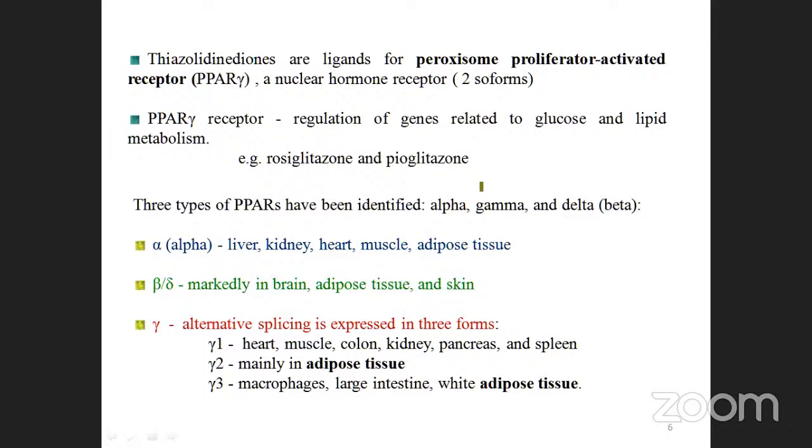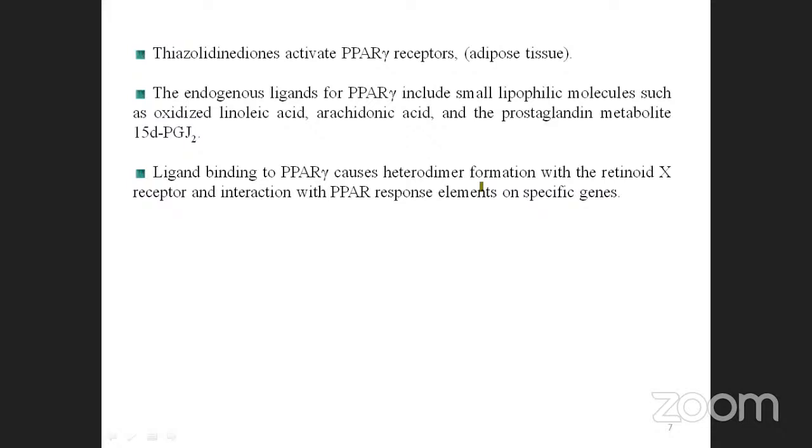So now we know what exactly these PPARs are. Thiazolidinediones activate the PPAR gamma receptor, which is there in the adipose tissue mainly. And the endogenous ligand, meaning whatever the receptors are there, for example, we have adrenergic receptors, we have cholinergic receptors, right? So we have endogenous ligands.